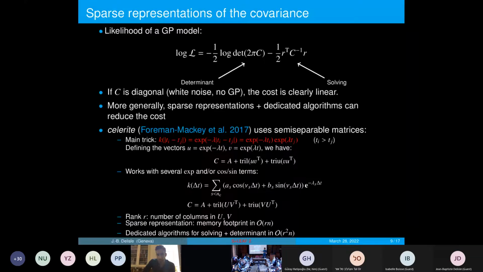So it means that as long as the rank of the semi-separable representation is lower than the number of measurements, it's interesting to use this. Even if your rank is 10, if you have 1,000 measurements, it's very interesting to have this representation.